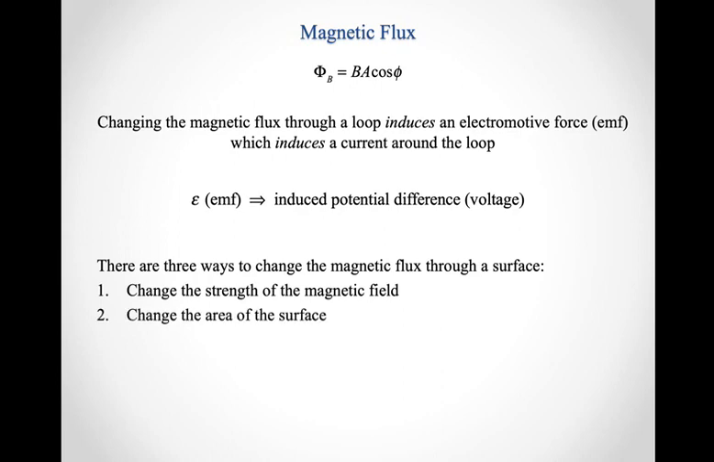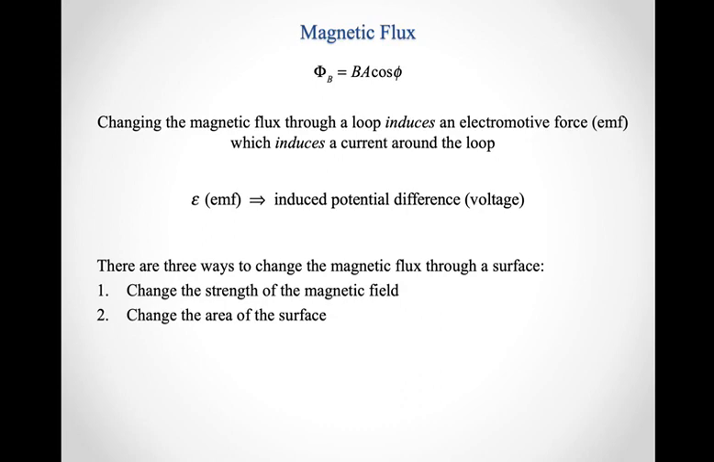The second one is we're going to change the area of the surface. Now we can do this a couple of ways. One is we can change the area of the surface itself. So we have some sort of elastic material that our conducting loop is made out of, and so maybe we can stretch it, we can shrink it. So we might be able to talk about situations where we're increasing the size or decreasing the size of the loop itself. The other option is changing the area of the surface through which the magnetic field penetrates.